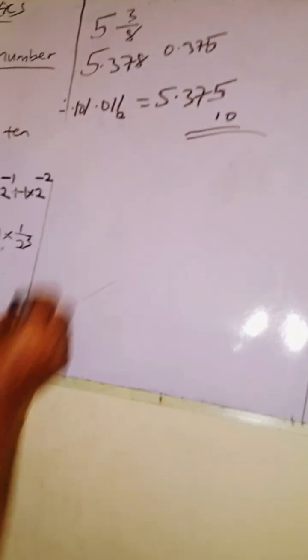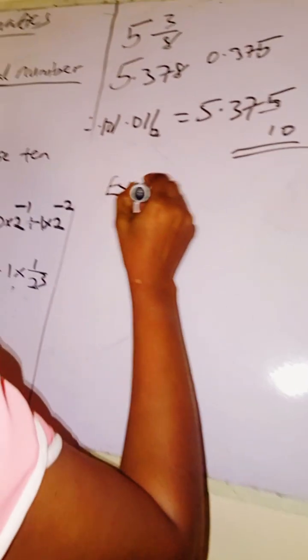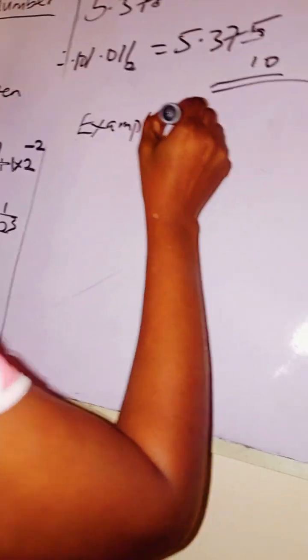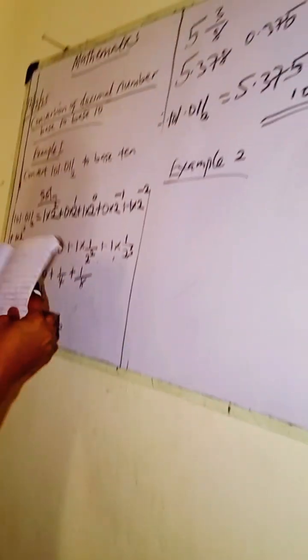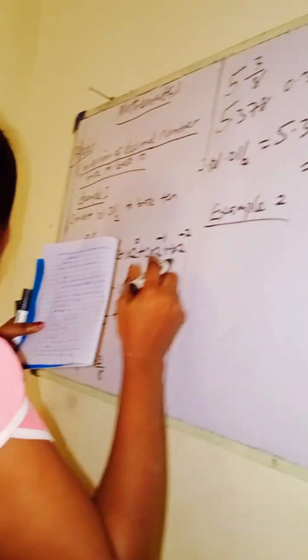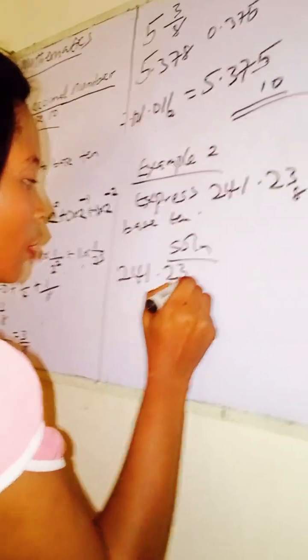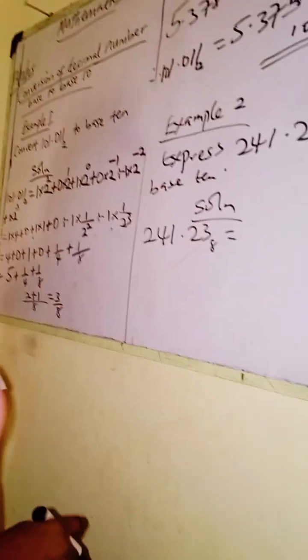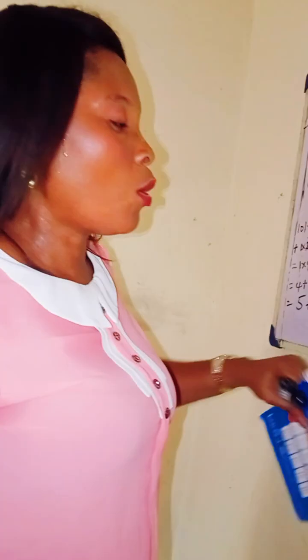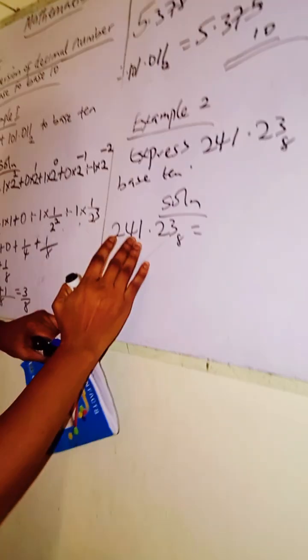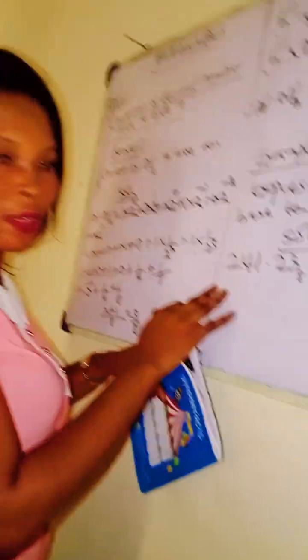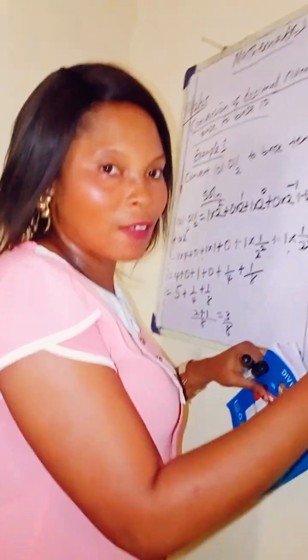Then we'll go to example 2. We are going to take example 2. Convert 1.238 in base 10. The same thing applies here. First and foremost, we are going to solve for the ones in our left hand side before we go for the ones in our right hand side using the same base, which is what?